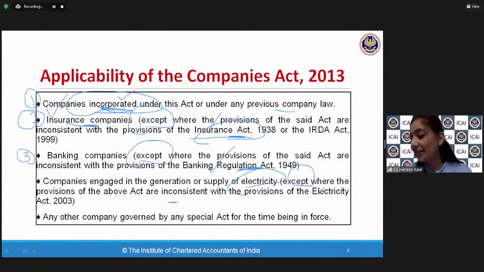Excellent. Then Insurance Act will be applicable. Very good. So that means you're paying attention.